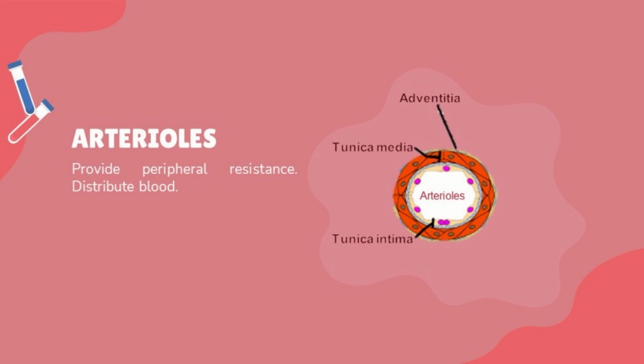Arterioles are small blood vessels that are smaller than arteries but larger than capillaries, and they are found all over the body. Since they connect arteries with capillaries, they have an influence on blood pressure and the speed at which blood flows through the vessels.